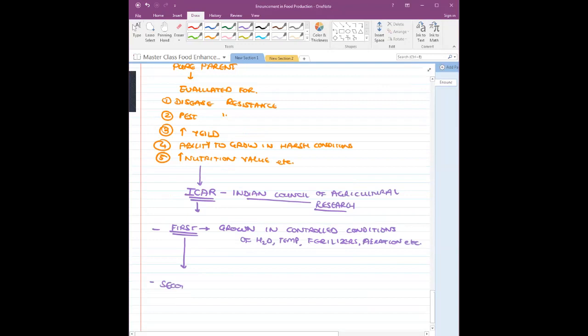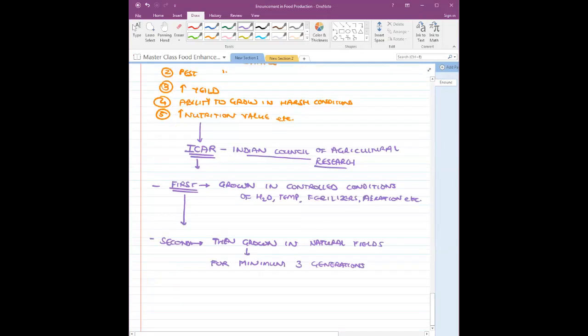Secondly, what are they going to do? Second, they are now going to plant this for a minimum of 3 to 4 generations. Absolutely very important. These are then grown in natural fields. They are then grown in natural fields for a minimum period of 3 generations, 3 or 4 generations, for minimum 3 generations.